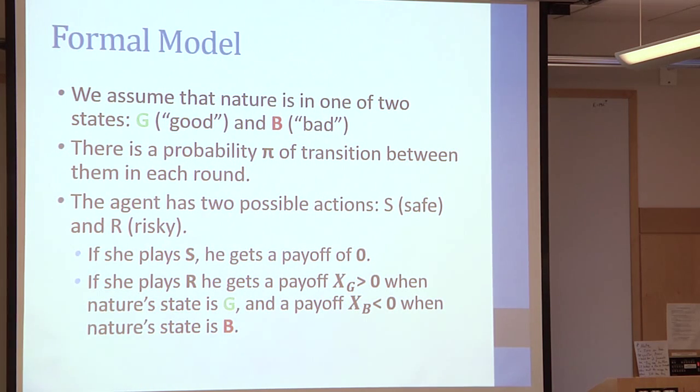And now the agent has two possible actions. He can play safe or risky. If he plays safe, he just gets 0. If he plays risky, then he gets some positive payoff when nature is good and some negative payoff when nature is bad.